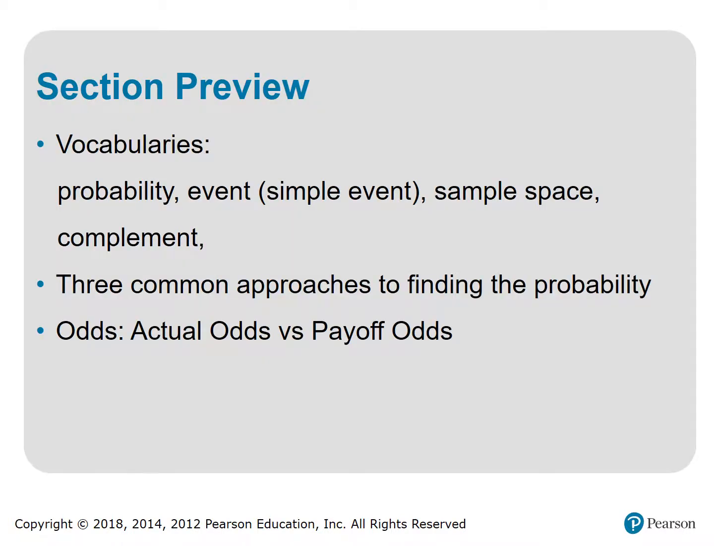So a quick overview. We're going to be discussing what is probability, what is an event, and a simple event, a sample space, complement, and then 3 common approaches to finding the probability. And then lastly, we'll talk about actual odds versus payoff odds.